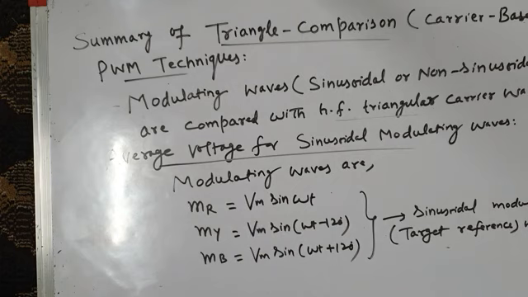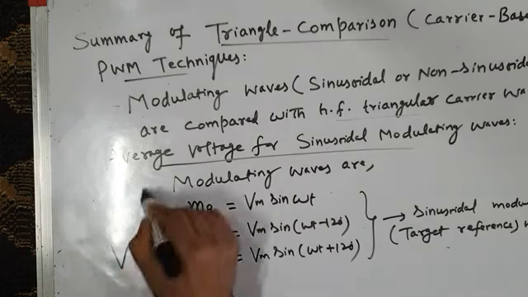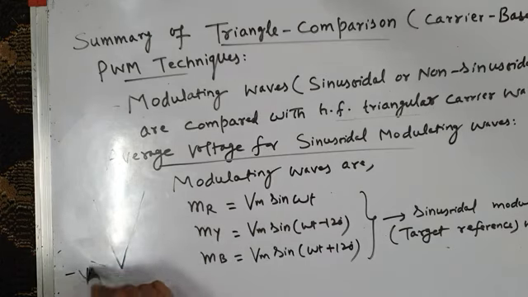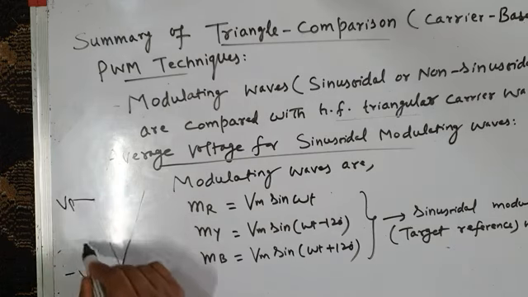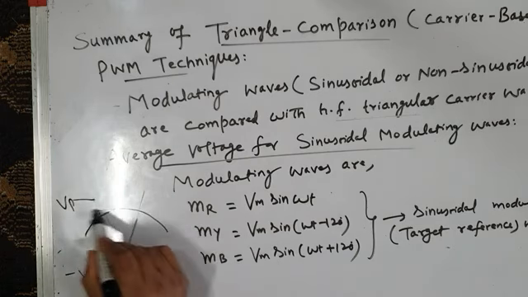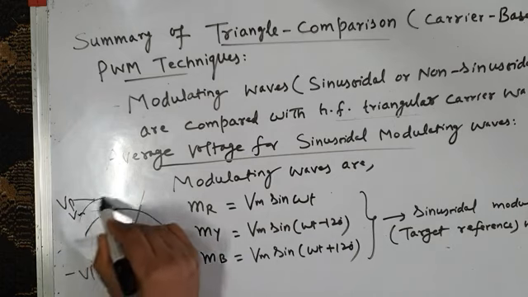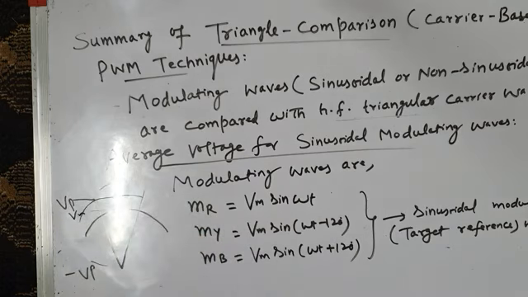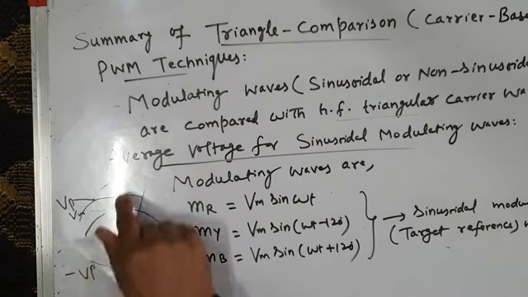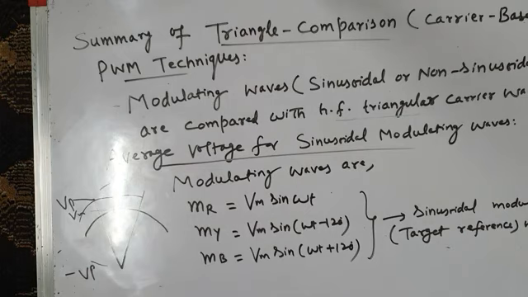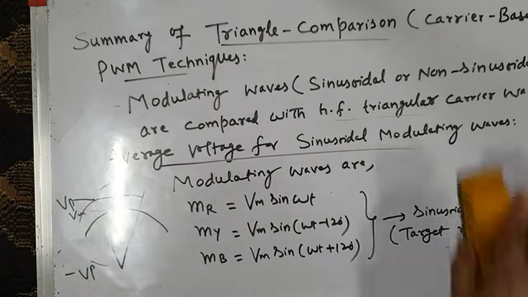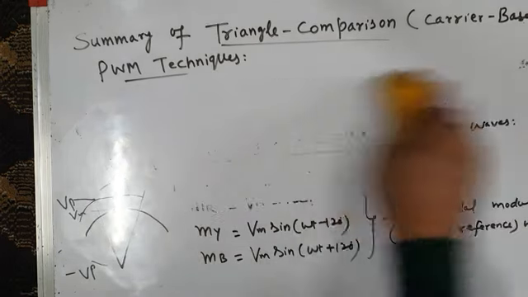The peak value depends upon the modulation index. If the modulation index is less than 1, then this Vm will be less than Vp, where Vp is the peak of the carrier. This is minus Vp and this is plus Vp. Vm may be less than Vp, equal to Vp, or greater than Vp. It will be less than or equal to Vp for the under modulation mode of the PWM technique, and it will be greater than Vp if we go for over modulation. We already know this.